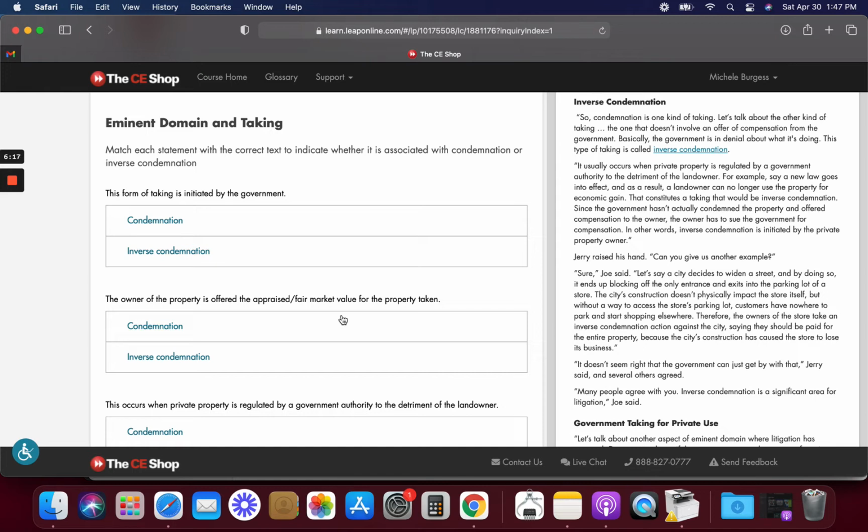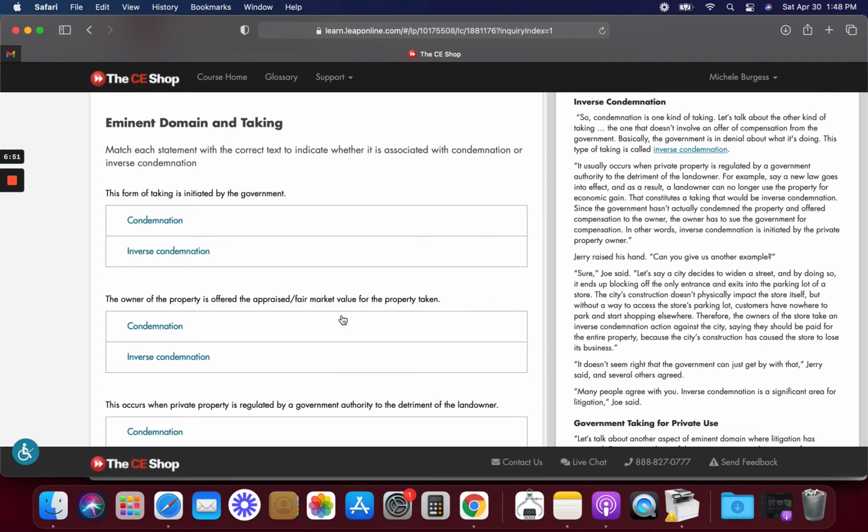All right, let's say a city decides to widen a street, and in doing so, it ends up blocking off the entrance and exit into a parking lot of a store. The city's construction doesn't physically impact the store, but without a way to access the store's parking lot, customers have nowhere to park and start shopping elsewhere, and therefore the owners of the store take an inverse condemnation action against the city, saying that they should be paid for the entire property because the city's construction has caused the store to lose business. And I see this happening in cities all the time, by the way.